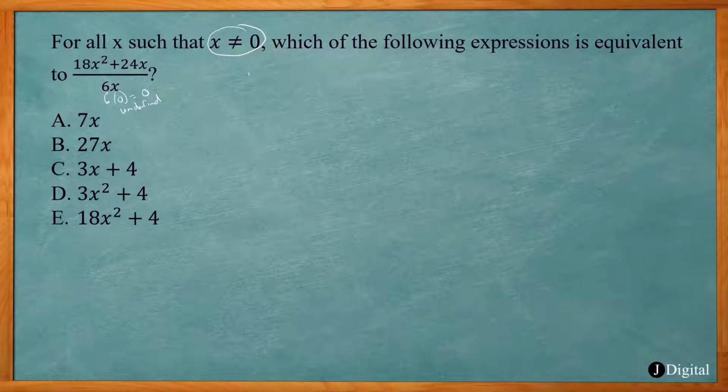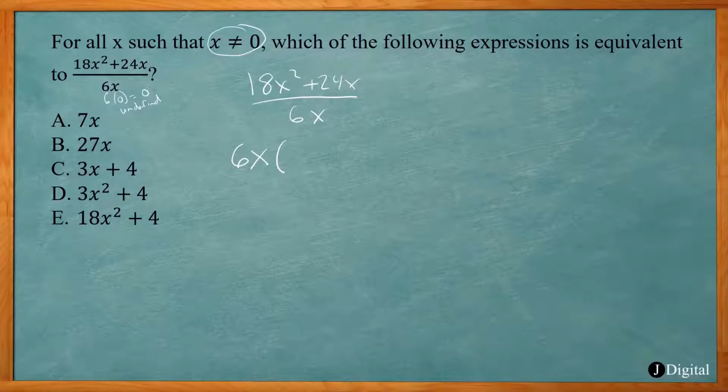Alright, so once you have that, you want to factor this. At the top you have 18x squared plus 24x. So you want to see what's the common factor between these two. They each have an x, so I can factor out an x. Look at 18 and 24. 6 can go into both of those, so you take a 6 out.